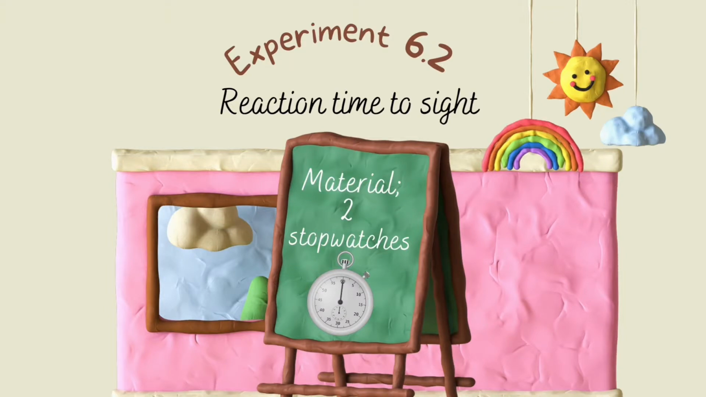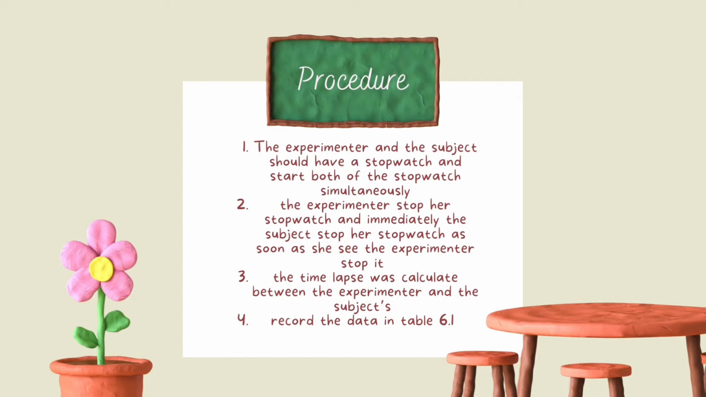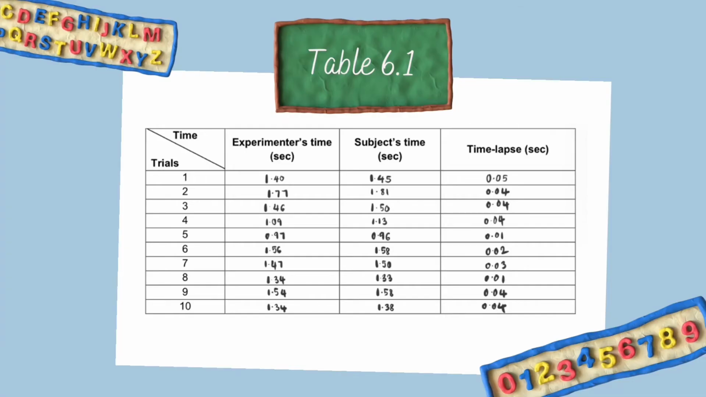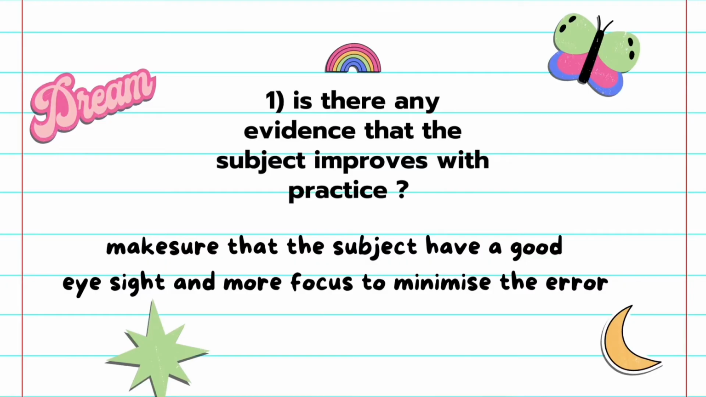6.2, which is reaction time to sight. For this experiment, the material we need is 2 stopwatches only, and the procedure is: first, the experimenter and the subject should each have a stopwatch and start both stopwatches simultaneously. Second, the experimenter stops her stopwatch and the subject stops her stopwatch as soon as she sees the experimenter stop it. Third, the time lapse between the experimenter and the subject is calculated. Fourth, record the data in table 6.1. This is the data that we got from our experiment.